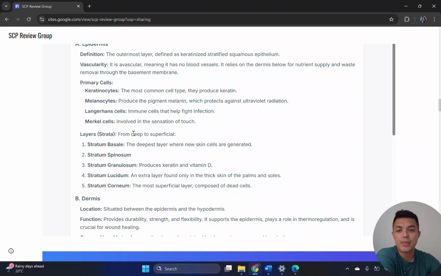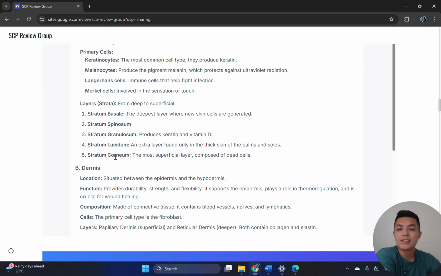So the layers. So this is, come on, let's get some biscuits.